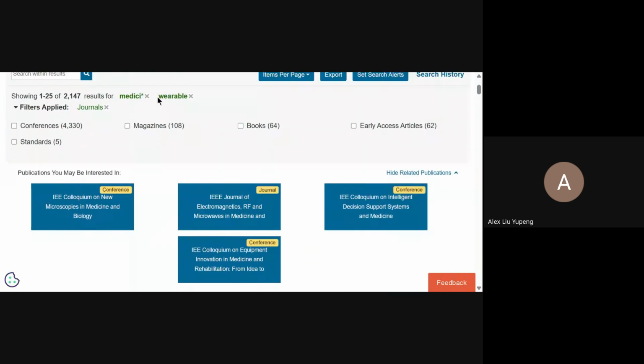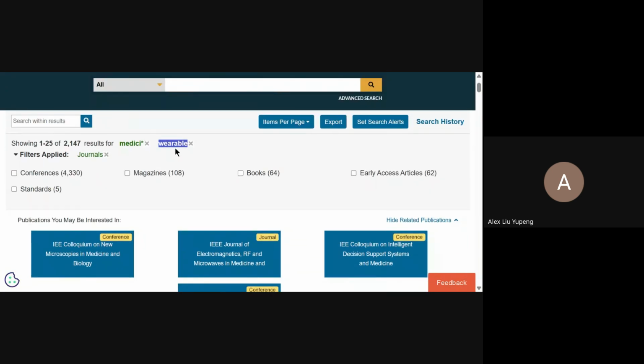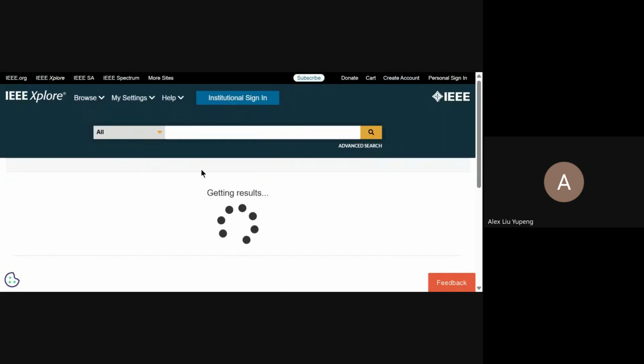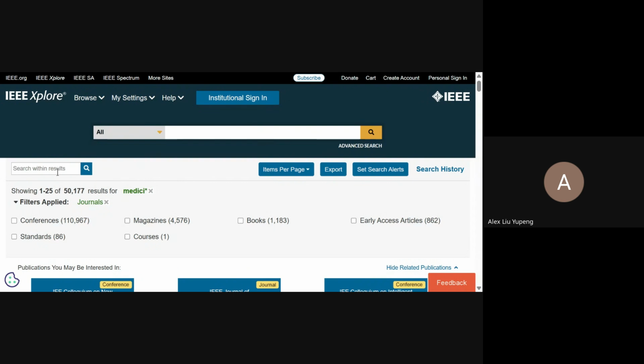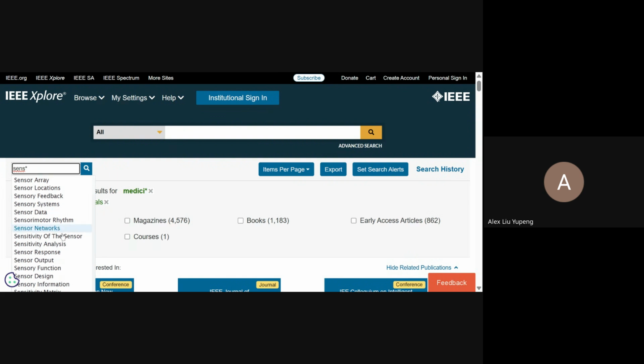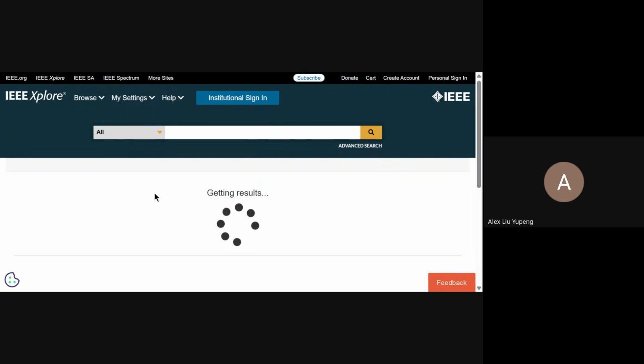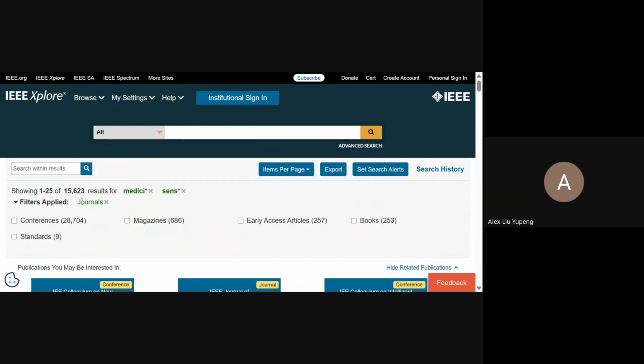As you can see, if I'm not satisfied, let's say I'm not interested in wearable devices. Instead, I'm interested in, say, sensors, right? So I just click on the cross on wearable. I will remove the keyword. Then I will add on sensor, or rather, again use an asterisk, sensor, sensitivity, sensing, sensory, any of the keywords. The asterisk is a wildcard. We search. Then I'll get a different set of results. As you can see, this is a much larger set of numbers, even if I'm referring to journals only.